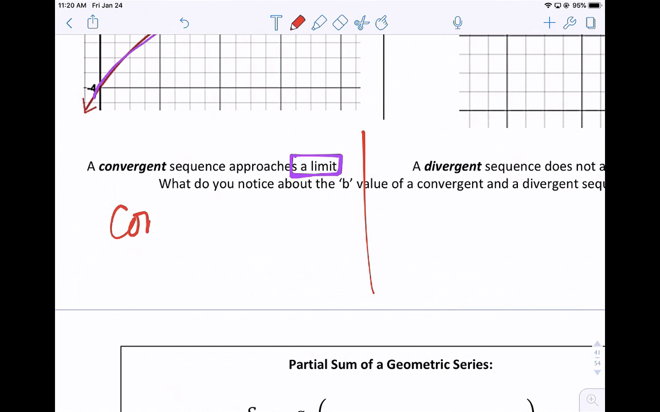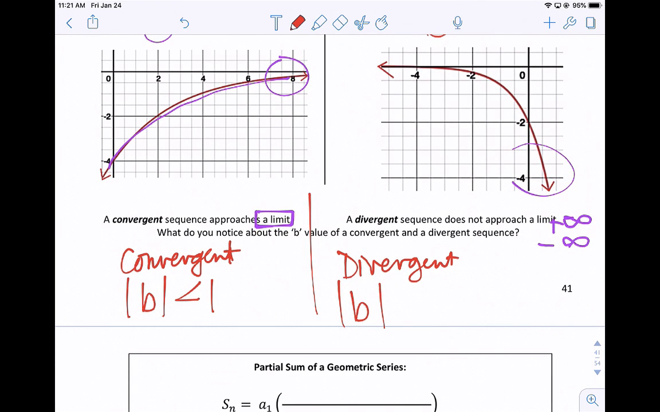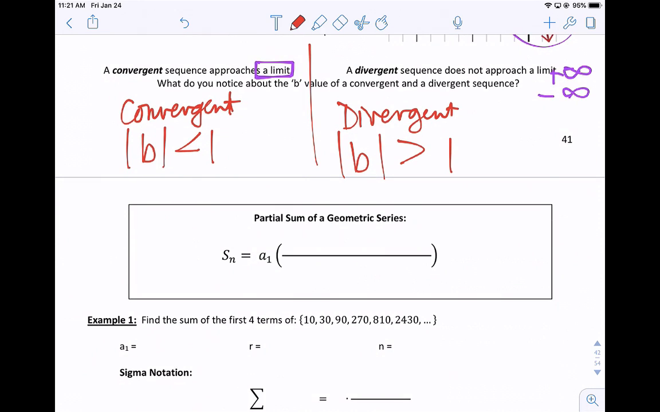So for convergent, if the absolute value of the b value is less than 1, it will approach a limit. And if it's divergent, if the absolute value of your scale factor, your ratio, is greater than 1, it will diverge. And so tomorrow we're going to look at, well, can we add up every single number in a series? And we can if it's convergent, but not if it's divergent.